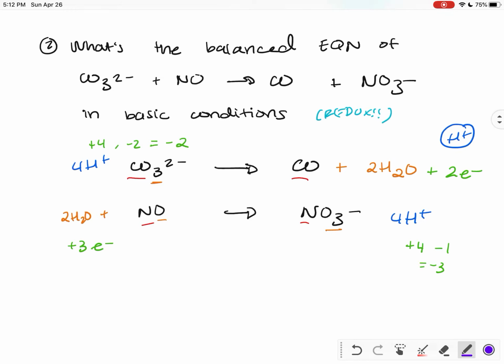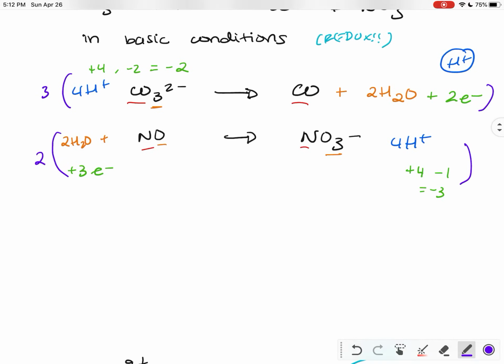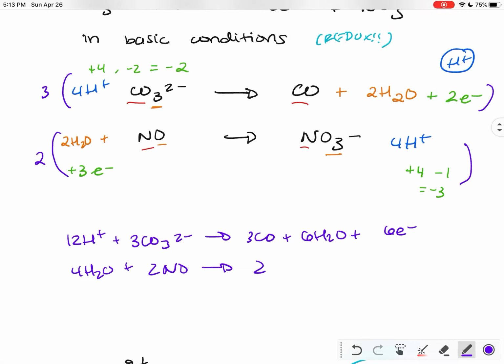Okay, so now we're going to want to cancel out the number of electrons by multiplying each side by a coefficient. So we're going to multiply this by 3, multiply that by 2. So we'll get 12H+ plus 3CO3 2- goes to form 3CO plus 6H2O plus 6 electrons, as well as 4H2O plus 2NO goes to form 2NO3- plus 8H+. So now we're going to want to cancel out everything that we can.